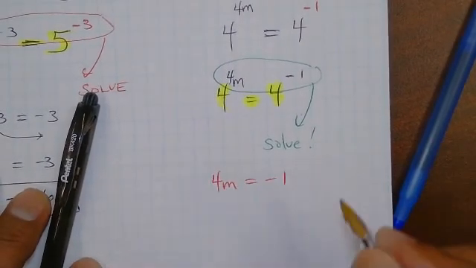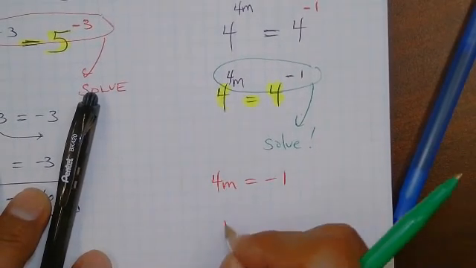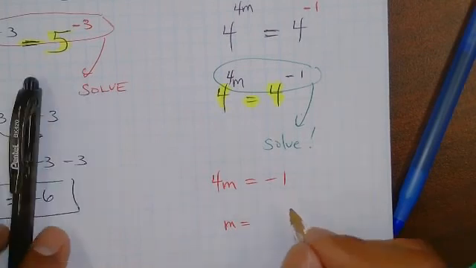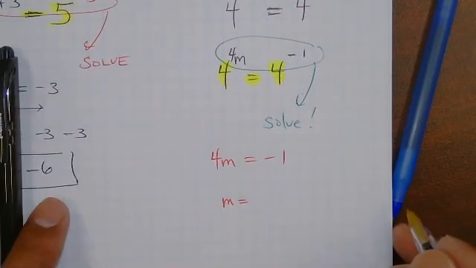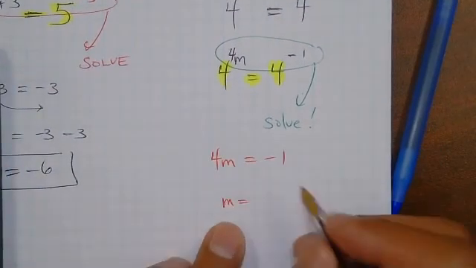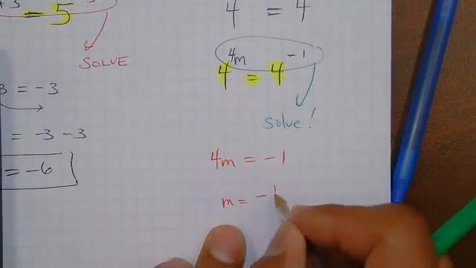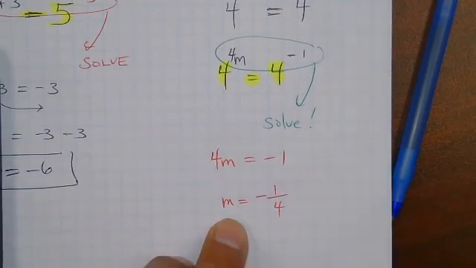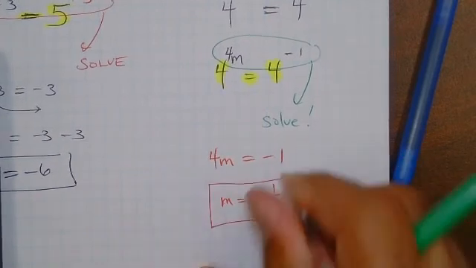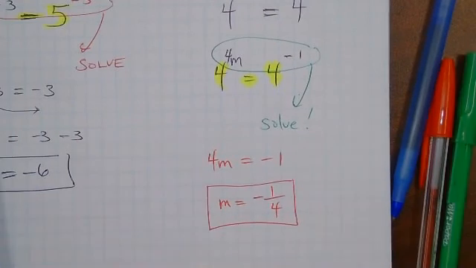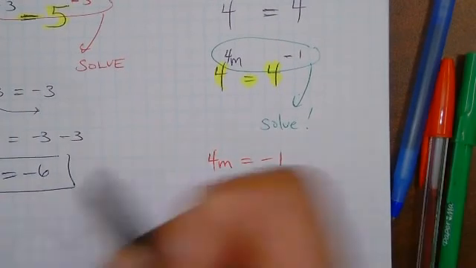How do you solve 4m equals -1? Divide by 4, divide by 4. Everybody going to see that it's going to be -1 over 4? Yeah. Okay. All right, let's pick it up.